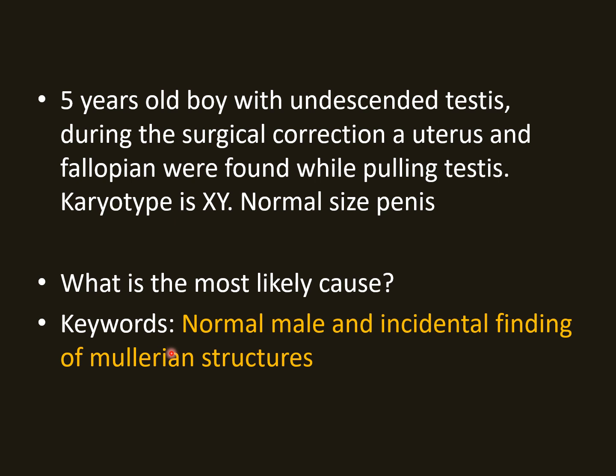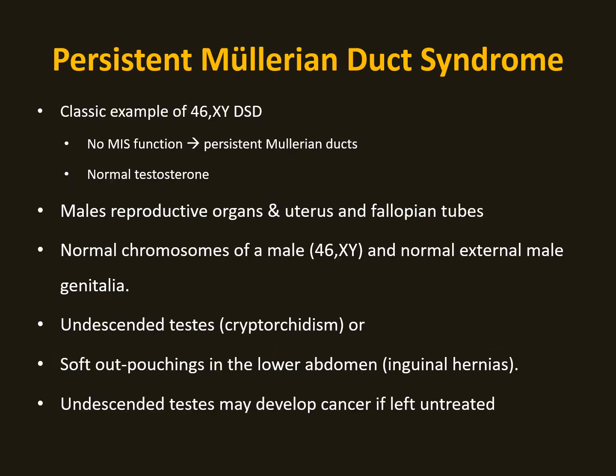The key word here to know a case like that is a boy with undescended testes and went for operation, and you found Mullerian structures during surgery. And the karyotype is a boy, is XY, and normal size penis. So everything is a boy with just internal Mullerian structure found accidentally or incidentally. The key word here, normal male with incidental finding of Mullerian structures. So this is a classic presentation of persistent Mullerian duct syndrome.